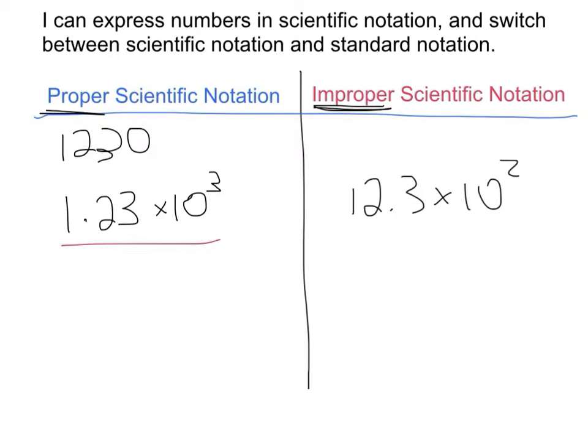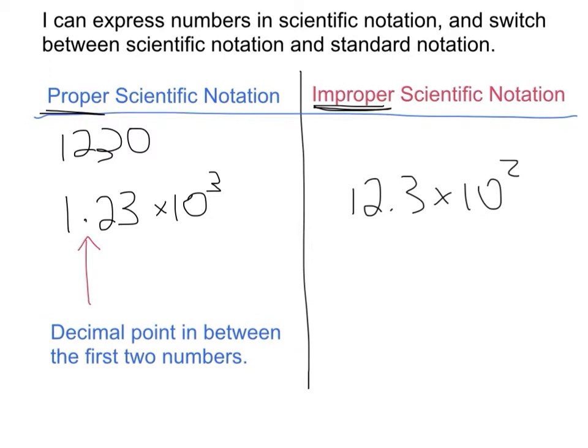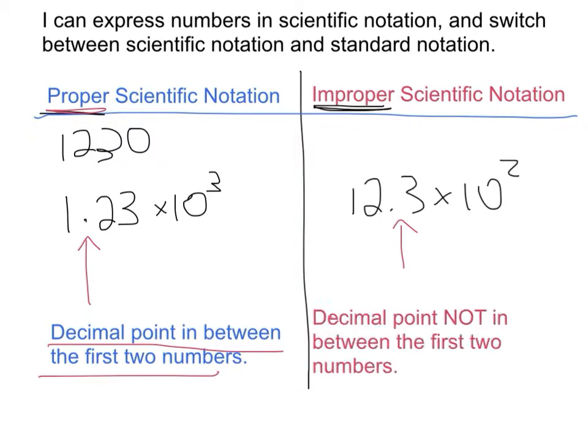But this way is proper and this one is improper. And here's why. Over here, if you look at my decimal point, the decimal point is in between the first two numbers. And if you want to write a number in proper scientific notation, the decimal point always has to be in between the first two numbers. Now, over here, the decimal point is not in between the first two significant figures or the first two numbers. And when that's the case, we are using improper scientific notation.